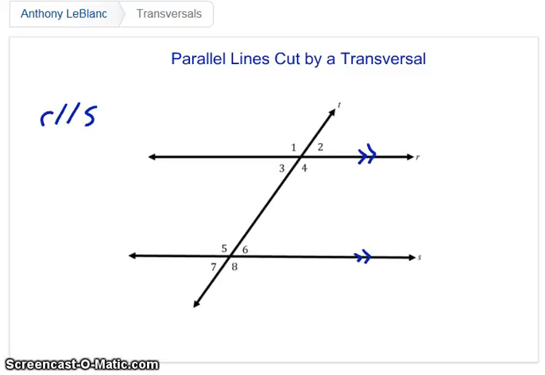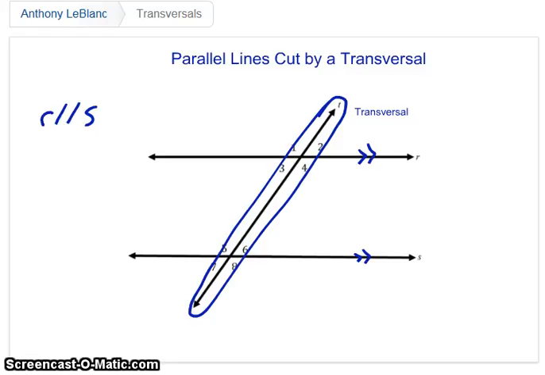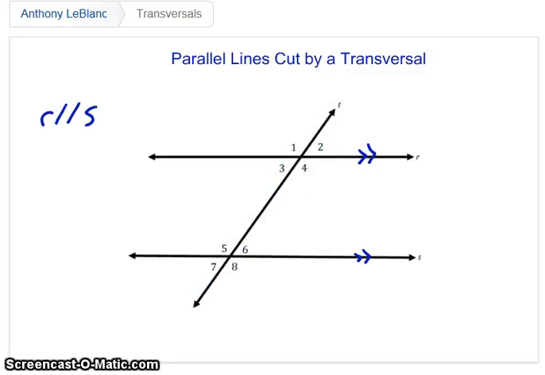Now, the transversal is the line that intersects our two parallel lines. Really, a transversal is just a line that intersects any two lines. In this case, our transversal is 2. Now, looking at the angles, there are some important notes.